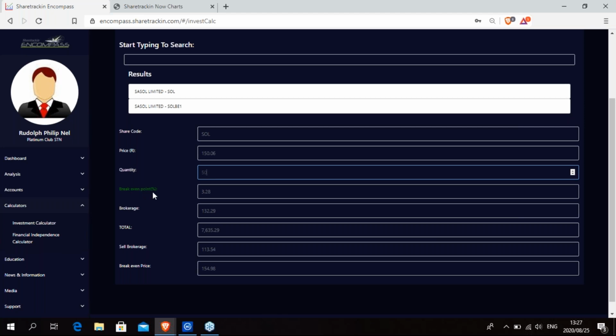All right, so it means that I'm underneath or below the 4% on my break-even point percentage. Now it means that my 132 Rand, which is there, and my selling brokerage, 113 Rand, is only 3.28% of my total that I'm going to invest. So it means that I don't have to grow that much to make back my brokerages.